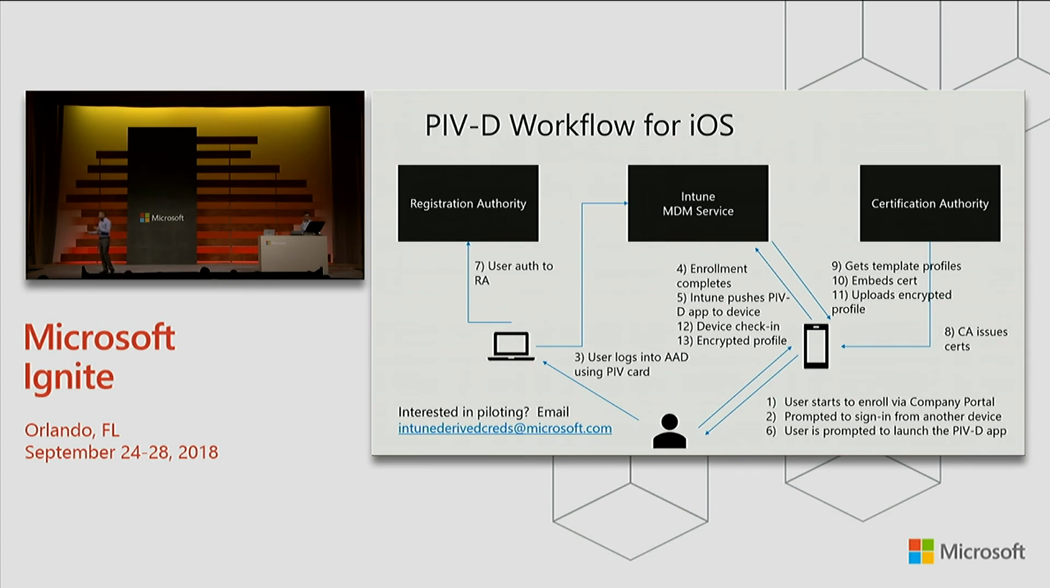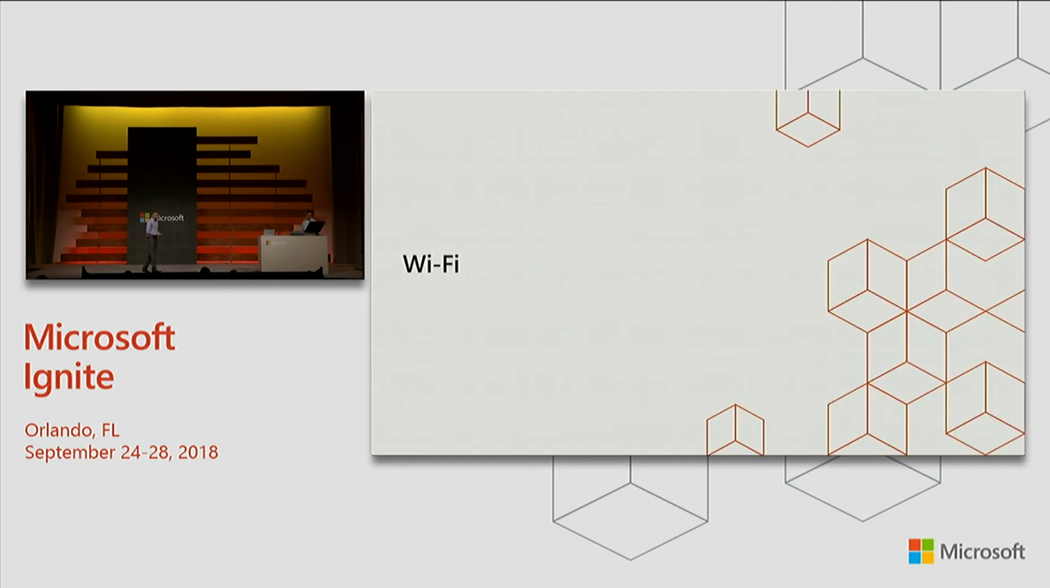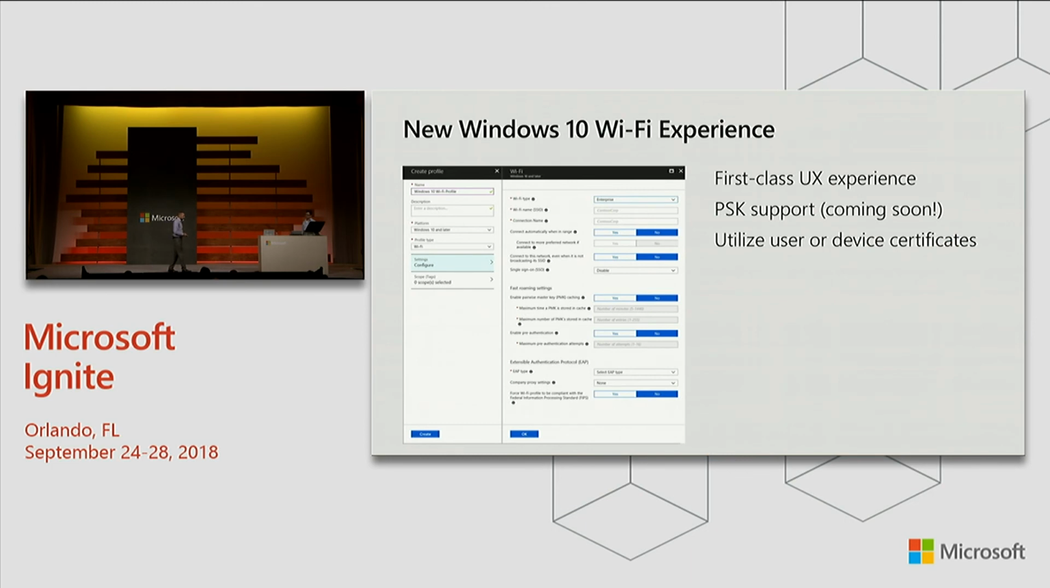All right, so let's talk about some Wi-Fi enhancements that we've made. The first enhancement is around Windows 10 Wi-Fi. In the past, what we supported in Intune was the ability for you to import an XML file. We've made this on par with the other platforms as well, where you have a really rich first-class experience to be able to configure Wi-Fi for Windows 10 devices. Thank you. Took a while.